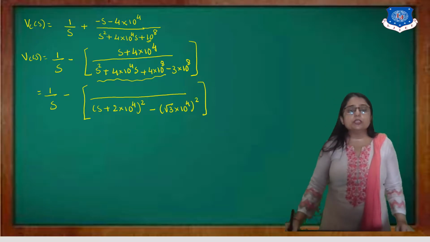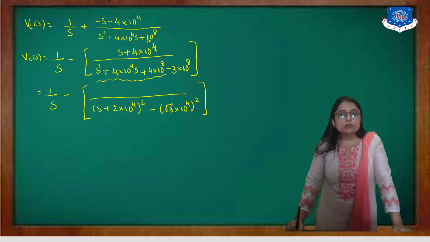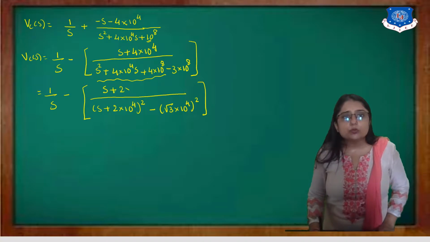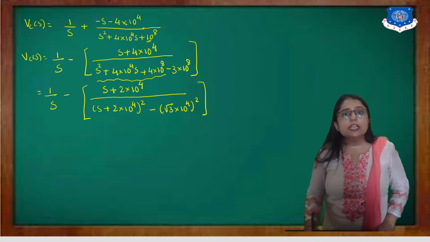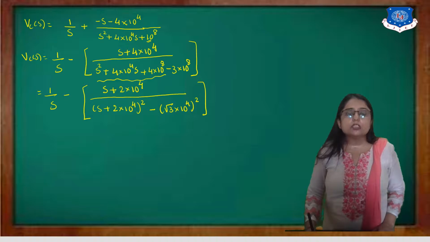Now if you remember, this is like (s plus a) whole square minus omega square. This is something like e raised to minus at sine or cos hyperbolic omega t. So here in the numerator, if we have a term that is like 2 into 10 raised to 4, then easily we can say that it is the inverse of e raised to minus at cos hyperbolic omega t.